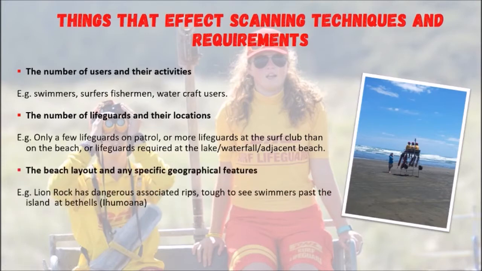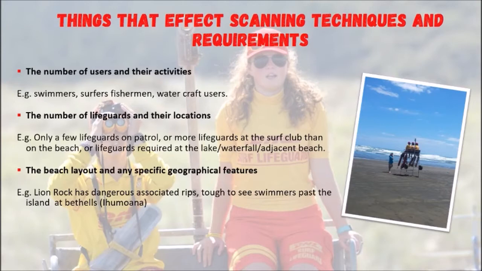The beach layout and any specific geographic features. At Piha they've got Lion Rock and there are dangerous associated rips with it, but it's also tough to see people past there. So it's hard for the North Piha people to see all the way down to Lion Rock, and then obviously South Piha can't see past Lion Rock, so it is a bit of a grey area.